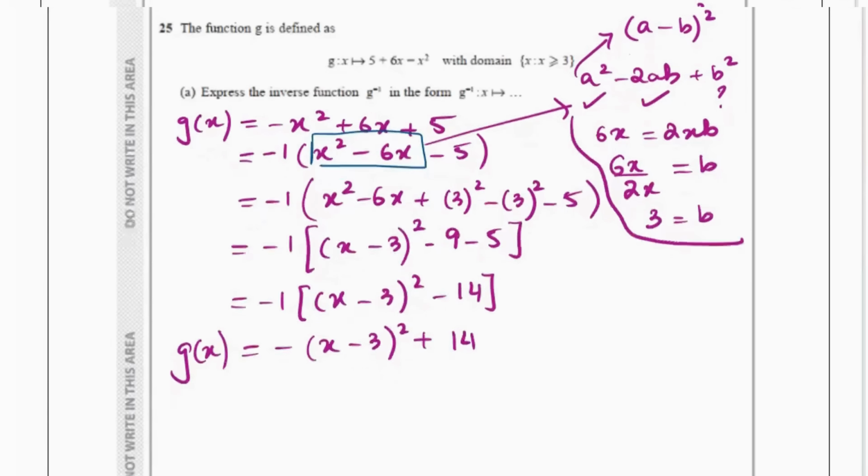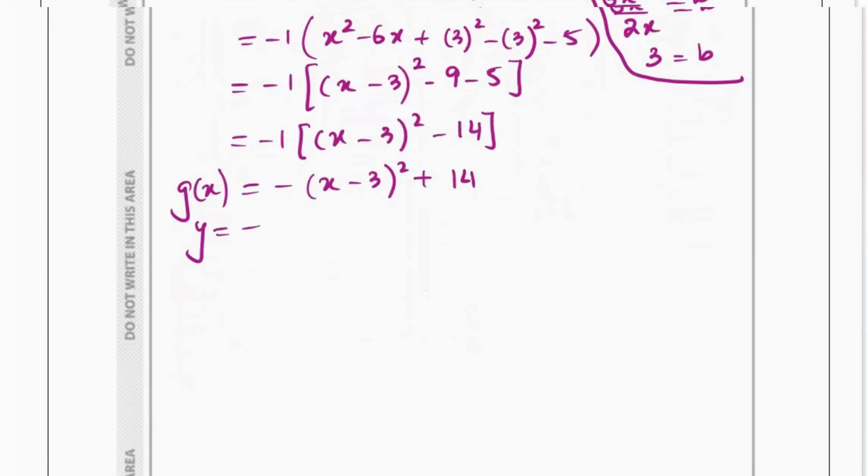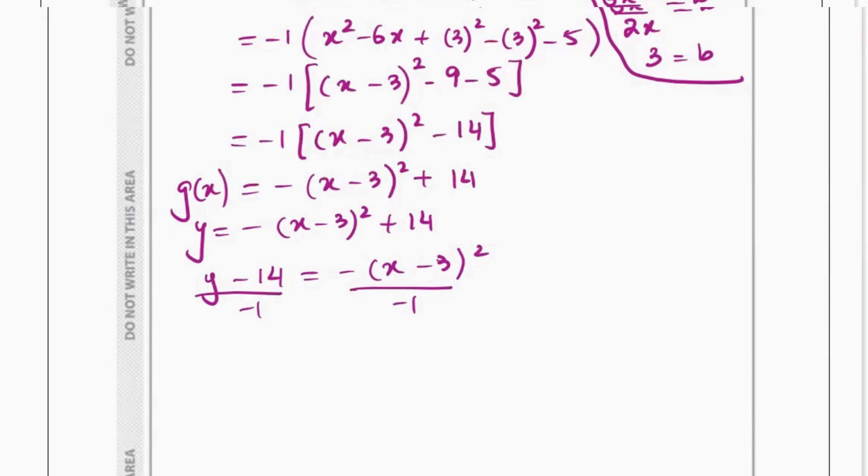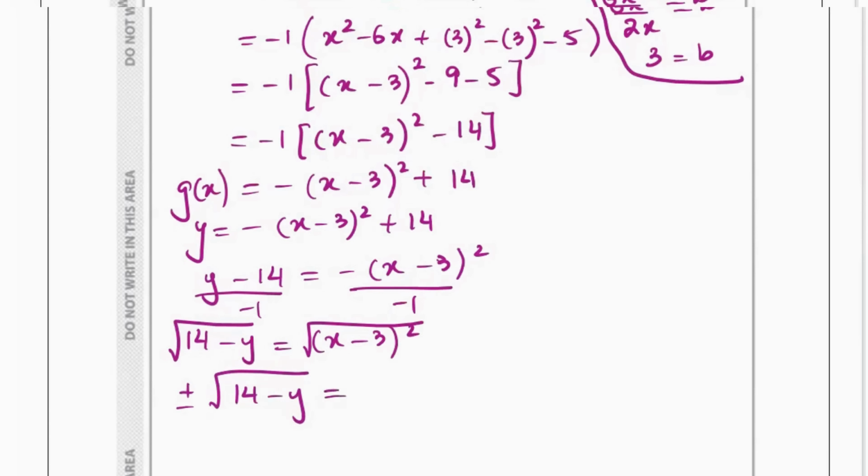Now we're going to use this to find the inverse. So y equals negative x minus 3 whole squared plus 14. Y is the subject. Let's make x the subject. So y minus 14 equals negative x minus 3 whole squared. Divide both sides by negative 1. So 14 minus y equals x minus 3 whole squared. Square root on both sides. So plus minus root of 14 minus y equals x minus 3. Plus minus root of 14 minus y plus 3 equals x.